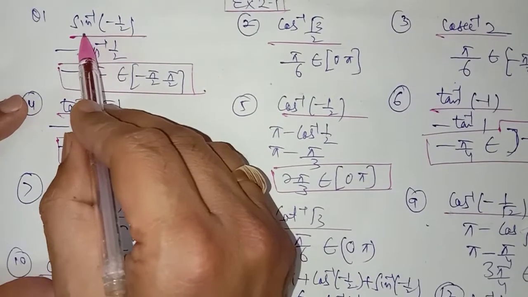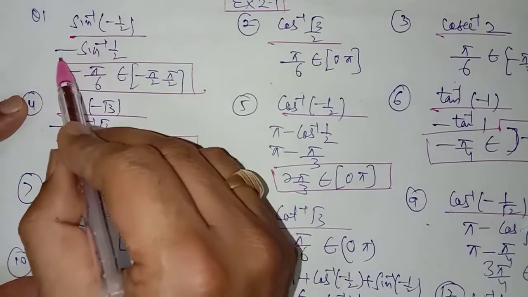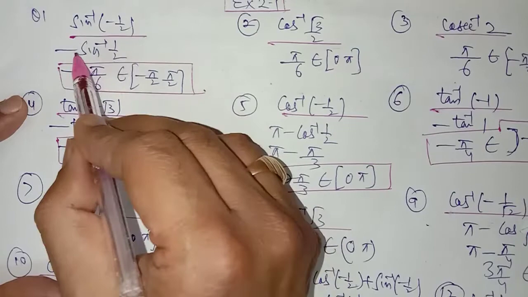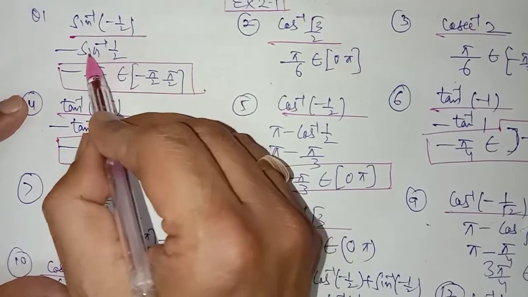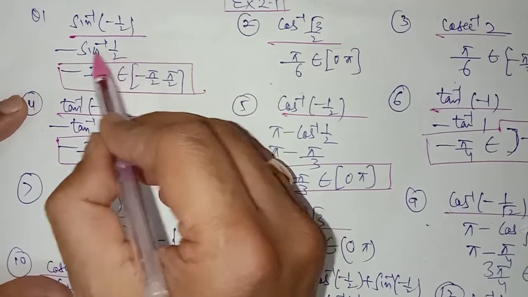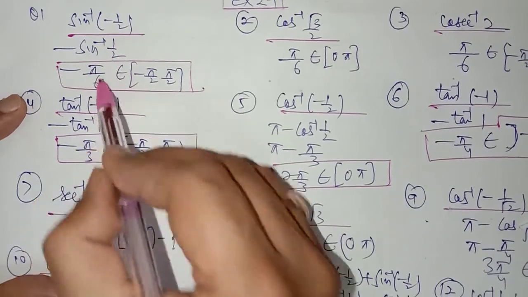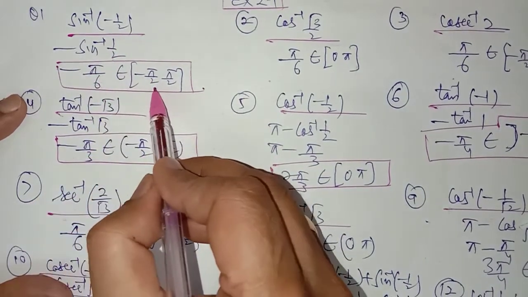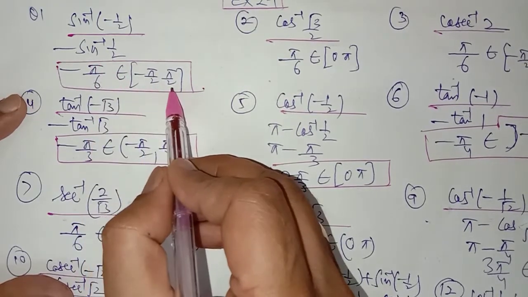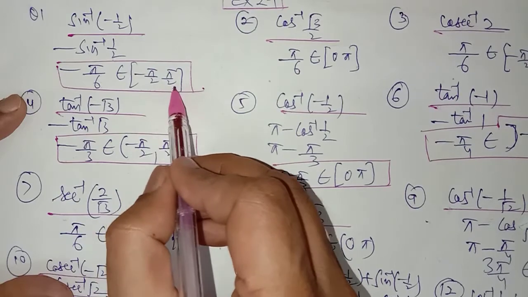Now we know that sin inverse minus x is equal to minus sin inverse x, and sin inverse half is equal to pi by 6. Sin 30 is equal to half, therefore sin inverse half is equal to 30 degrees, and it belongs to its principal value branch. For sin inverse, the principal value branch is from minus 90 to 90.